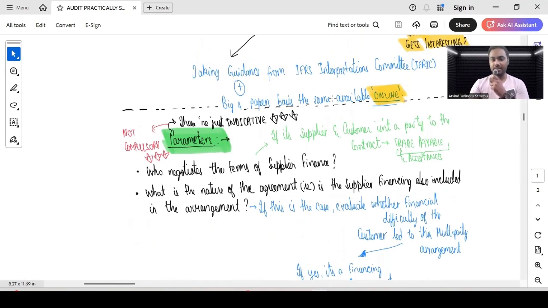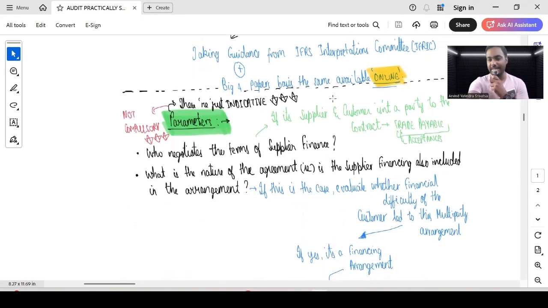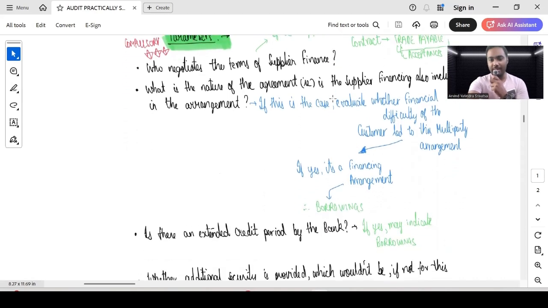What is the nature of the arrangement? The nature of the arrangement is not because of the financial difficulty of the customer. It is basically in the nature of supplier financing, because there is an extended credit period given. In relation to MSME vendors, the maximum credit period that the entity could have availed is 45 days, but they are getting a credit period of 180 days, for which they are also incurring an interest cost. So it is out and out a financing arrangement.